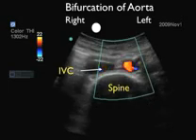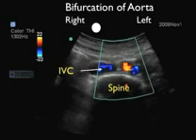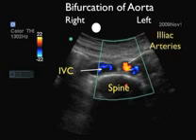So Doppler can help you in visualization of the vascular structures, and here we see well the bifurcation of the aorta into the paired iliac arteries. And I'll still that image down, and we can well see the iliac arteries, the right and left, just to the side of the inferior vena cava.